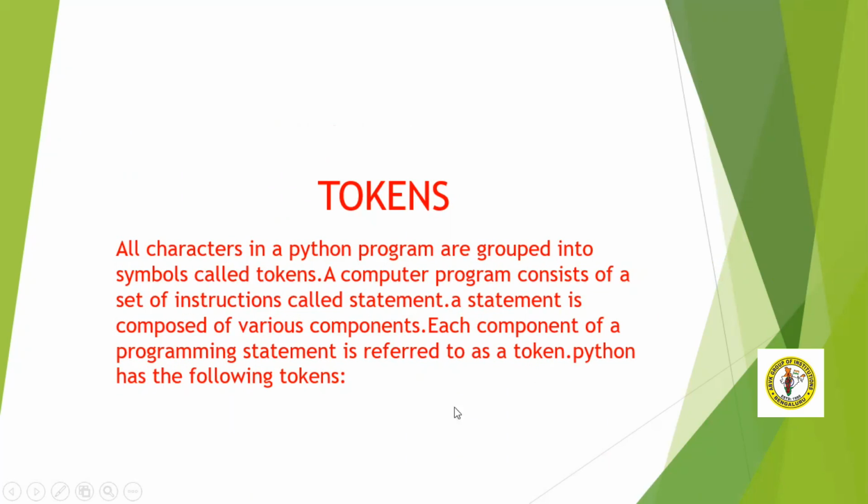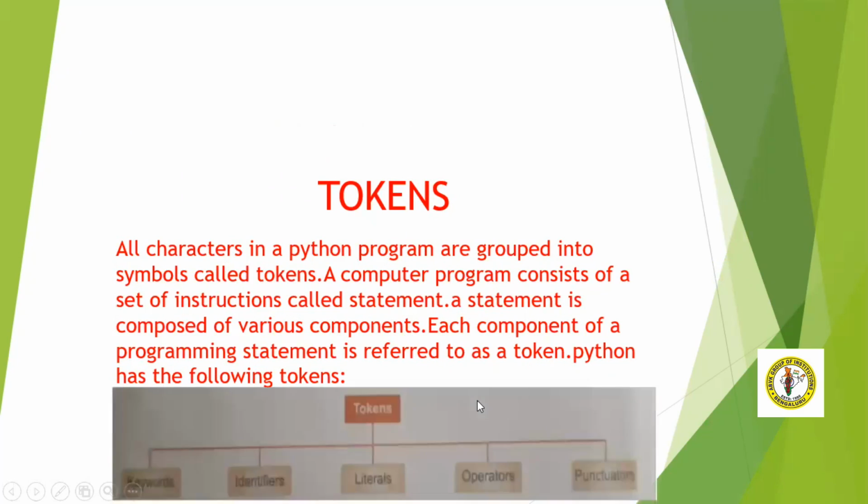Then Python has the following tokens. Let us see the picture. What are the tokens available in Python? They are keywords, identifiers, literals, operators and punctuators.